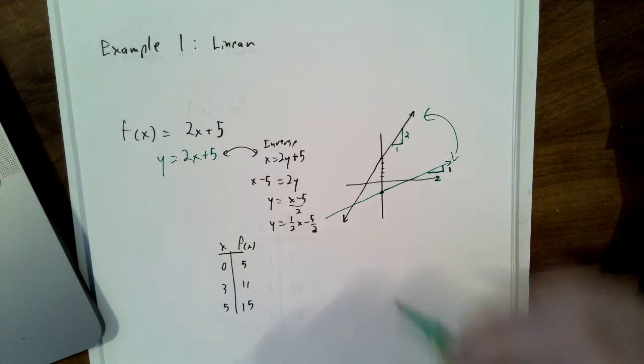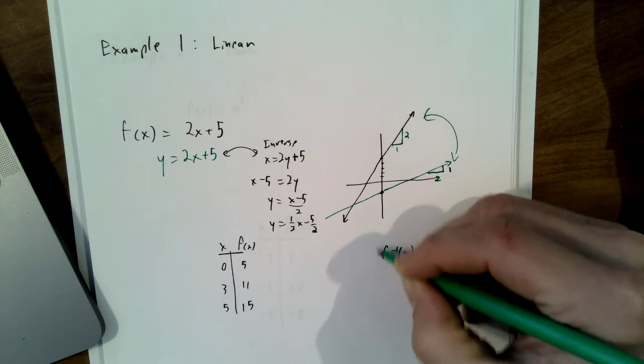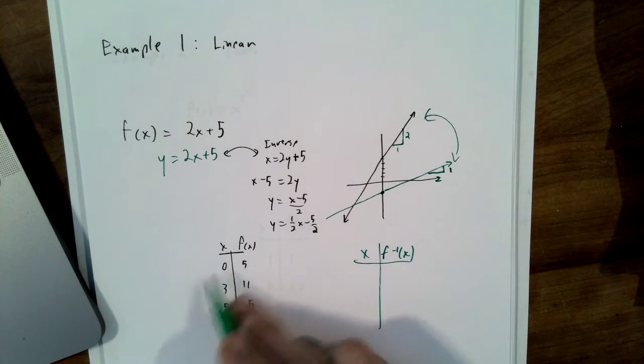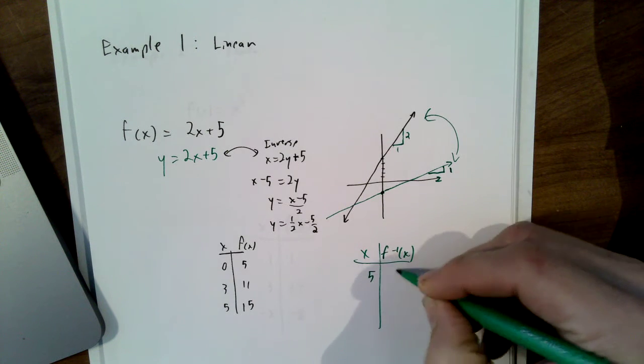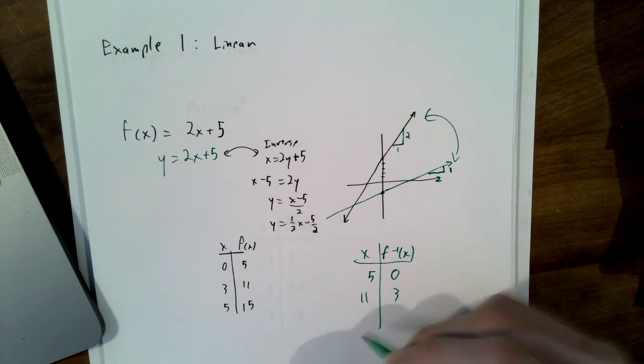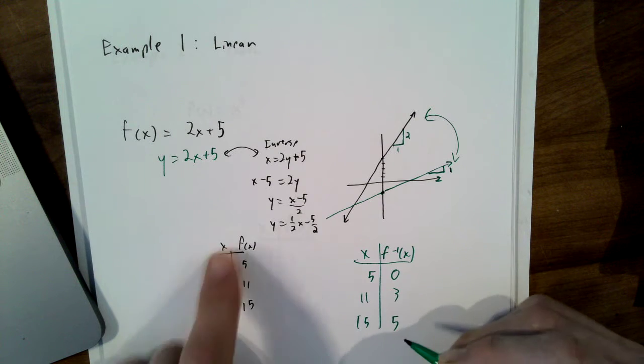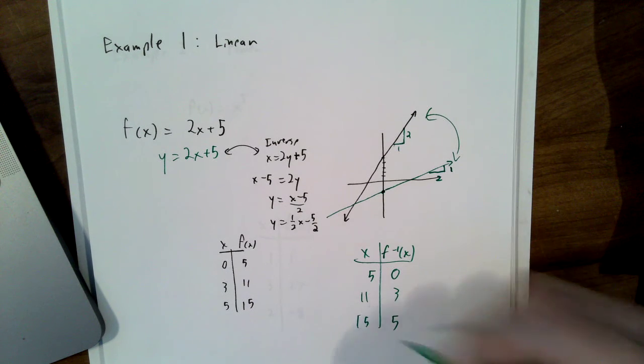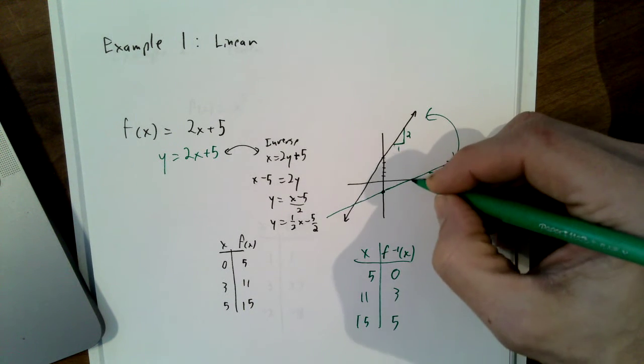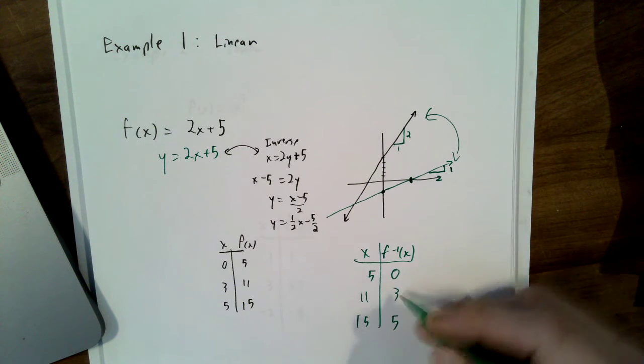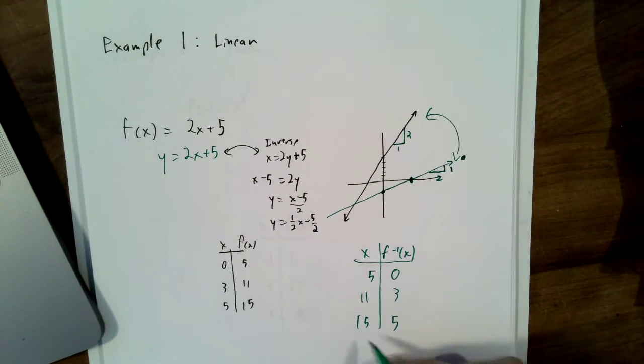Numerically, it's a real simple idea. My inverse function is going to have the same ordered pairs but the other way around. (5, 0), (11, 3), (15, 5). I just put some points of the original function. I just switched them around over here, and that's exactly what I've got. (0, 5) on the graph of this. (3, 11) would be out here, and (5, 15). Those are points on the graph of the inverse function.